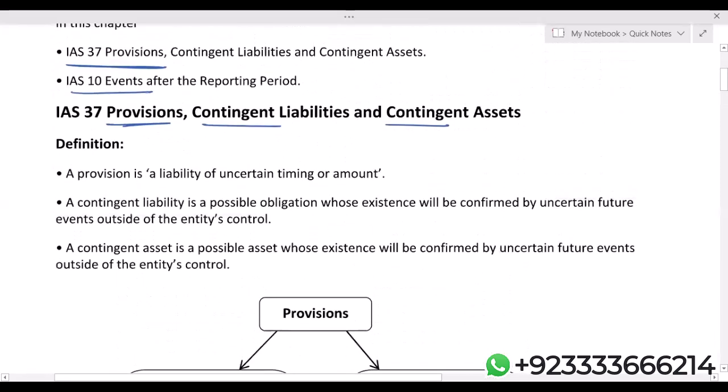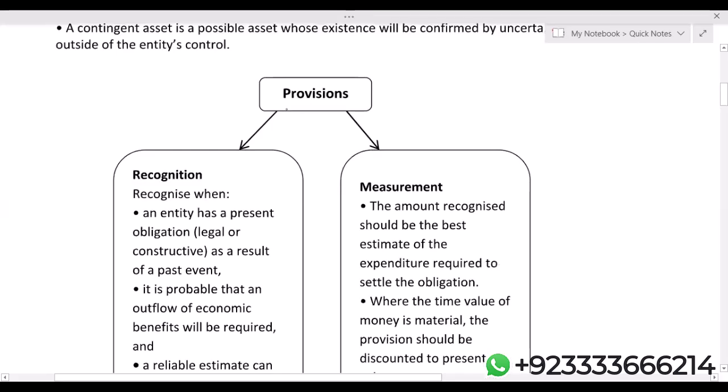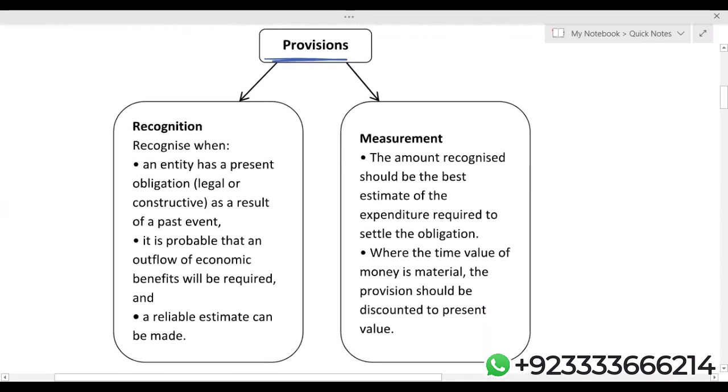Before coming to this, a provision is a liability of uncertain timing or amount. Now the main concept: when will you recognize the provision? When the recognition criteria are met. So when do we recognize the provision? Recognize it when an entity has a present obligation. This present obligation could be legal or constructive as a result of a past event.